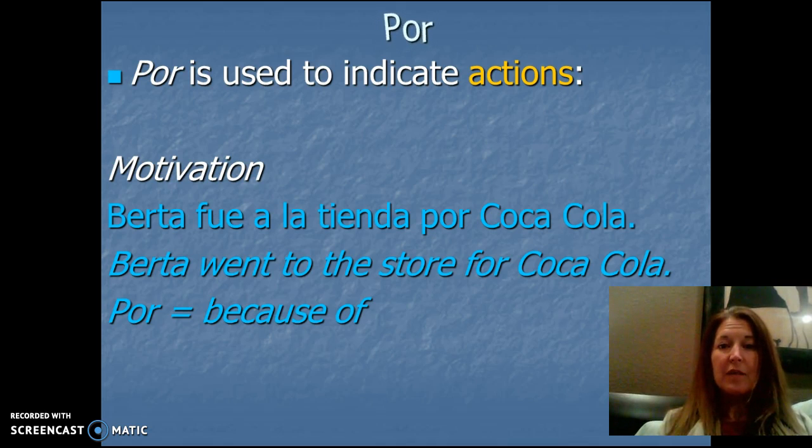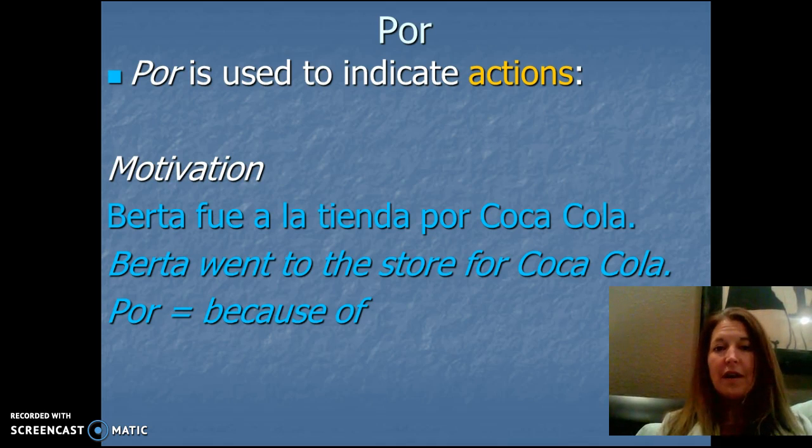Berta fue a la tienda por Coca-Cola. So that was her motivation for going to the store, was to go get Coca-Cola. Por, in this case, means because of. So she went to the store because she wanted to buy Coca-Cola. So you don't say, fue a la tienda porque Coca-Cola, because. You have to say because of, which is the por.